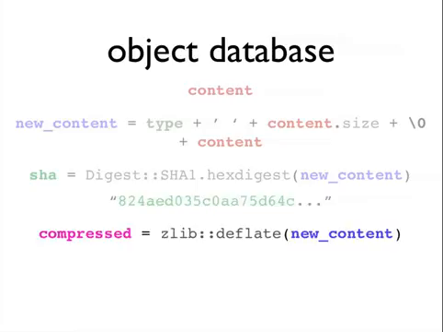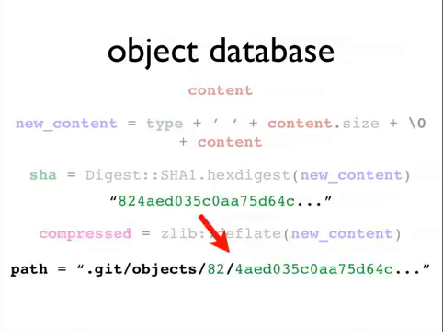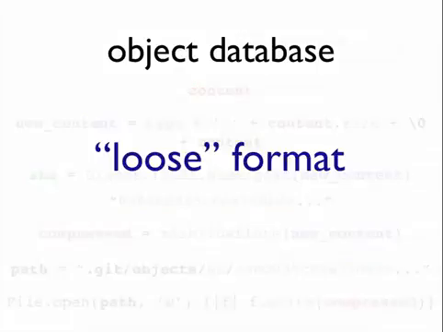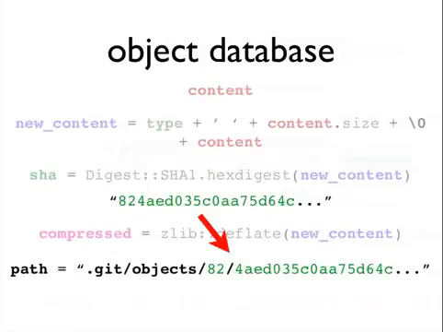Then Git will zlib deflate that content to give you a compressed version, and it's going to create a path out of that SHA by chopping off the first 2 characters and then having a file name as the last 38 characters and writing it into this directory. And then it'll write that file, the compressed version of that. So every object in Git is compressed and written to disk in this manner. This is referred to as a loose format. So when you hear people talking about loose objects in the Git database, it means that they are in this path.